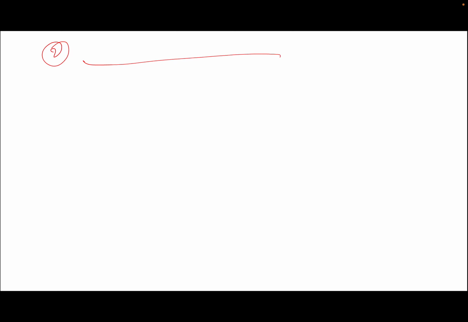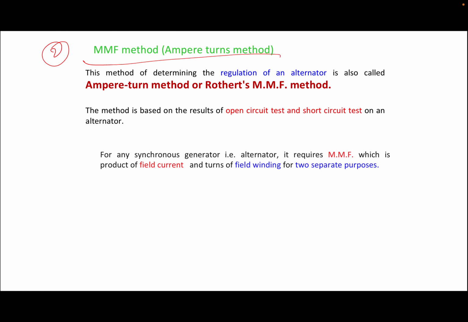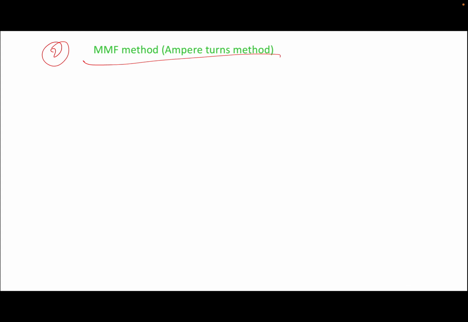Now here in the MMF method, what I will try to do is consider XL as XA, in the reverse manner. I will consider the entire leakage reactance as armature reactance. Why I am stressing this is that it is asked so many times. The entire leakage reactance is considered in terms of armature reactance.